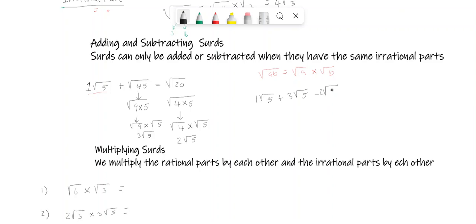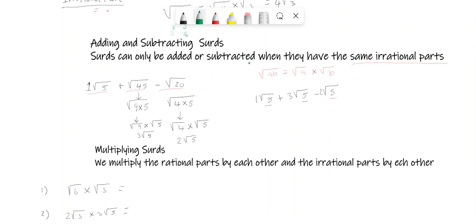So 2 times the square root of 5. Now notice that it says that in order to add or subtract them, they all have to have the same irrational part. So basically these 3 surds here, you have to write them in a way so that they have the same irrational part. So this is the irrational part here, the 5. Notice that's the same for each.